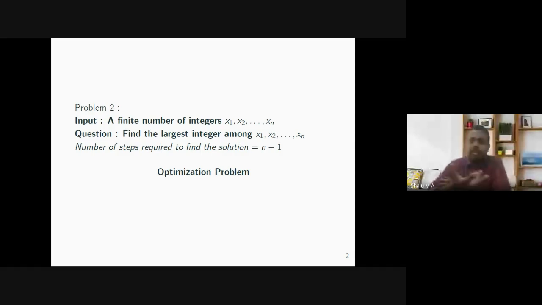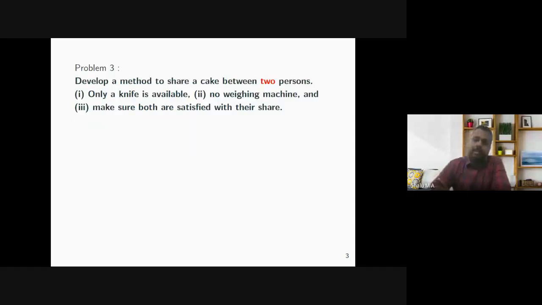Now we slightly move to a primitive form of a computer science problem. And of course, this is New Year time or Christmas season. So I start with a simple problem. The idea is we have a cake, and the job is, it is shared between two persons.